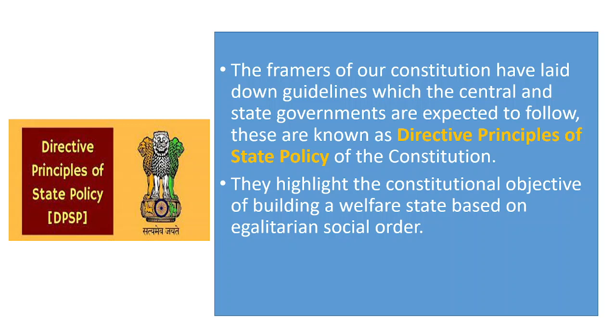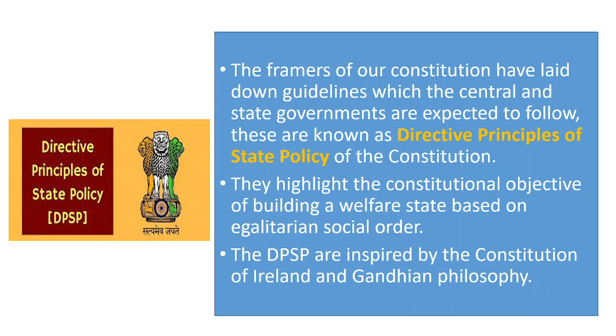They highlight the constitutional objectives. So all the objectives mentioned in the preamble of our constitution can be achieved by following the DPSP, by framing policies based on the DPSP. The DPSPs are highly inspired by the Constitution of Ireland and the Gandhian philosophy. There are three types of DPSPs that our constitution has mentioned: the socialist, the Gandhian philosophy based, and the liberal intellectual DPSPs.